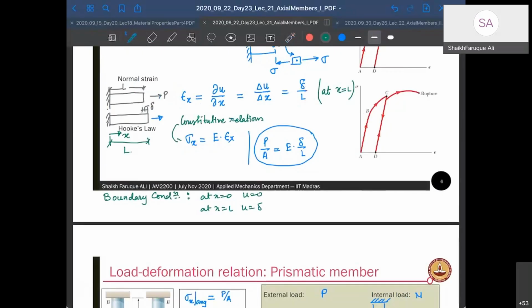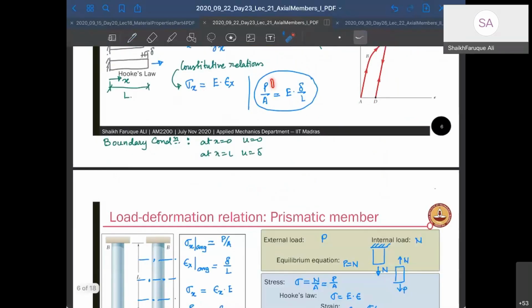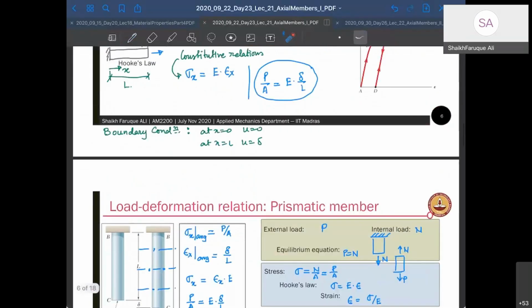Gives me this. Okay, now I can write sigma x. I can replace those values. I can write sigma x equal to P by A because sigma x is constant. So at this point also sigma x is P by A. So I'm assuming P by A is equal to E delta by L. So I can relate delta and P directly, which I can write here itself. This gives me P by EA is delta by L. Delta by L is equal to P by EA. Okay, this is the formula for deformations in axial members.